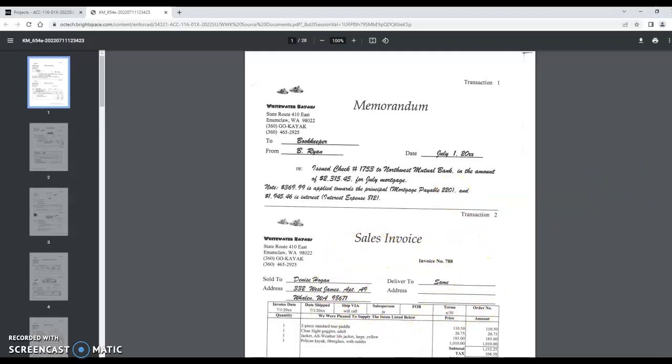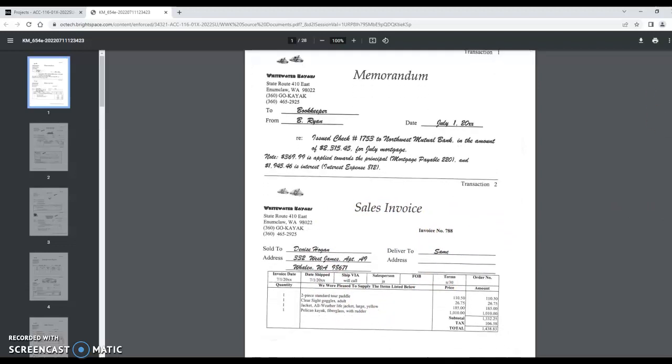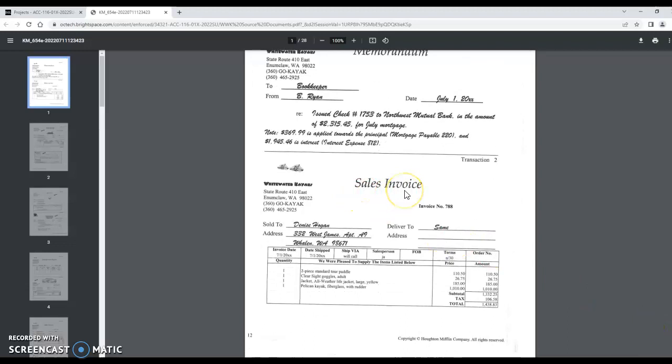it's a sales invoice. Whenever we have a sales invoice, that means we're selling on account. We're the seller, Whitewater Kayaks, and we're selling to our customer, Denise Hogan, on account. Here's the invoice number. Here's all the stuff that she bought. The subtotal of the sale is $1332.25. Then there was sales tax of $106.58. So the total that Denise owes us is $1438.83.